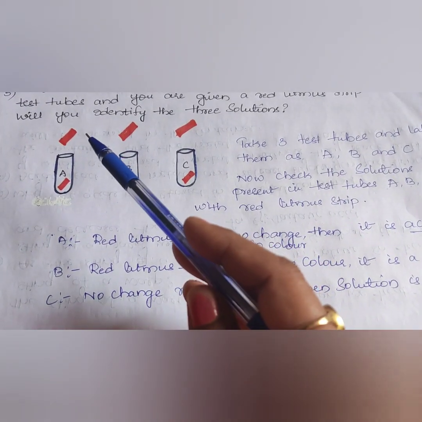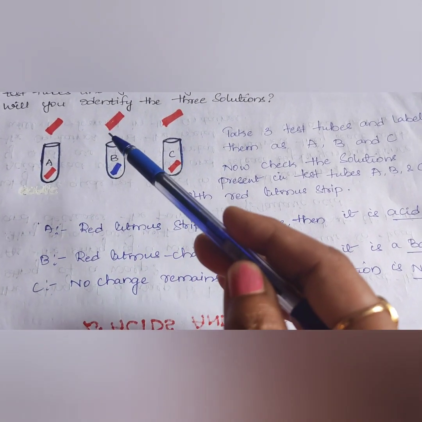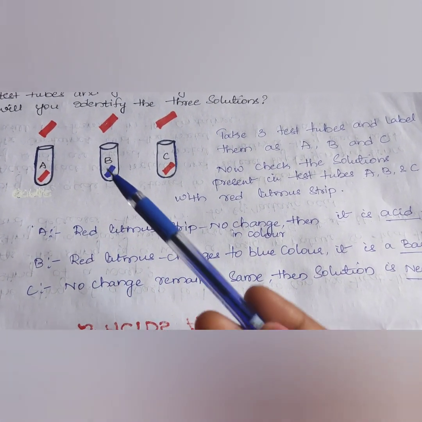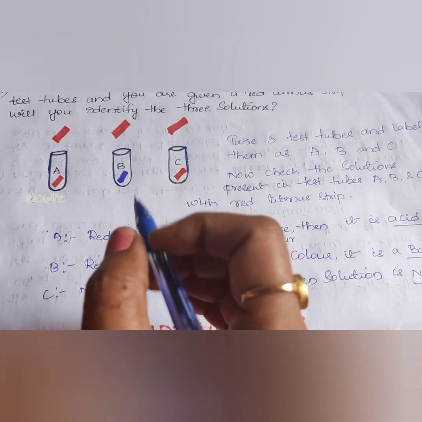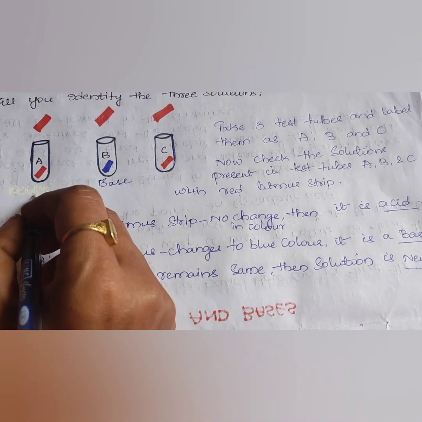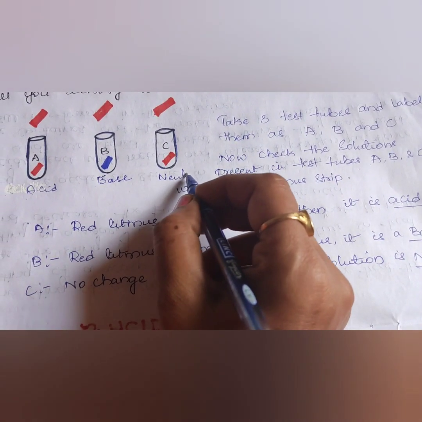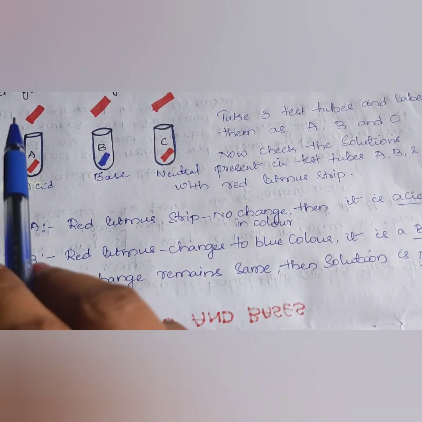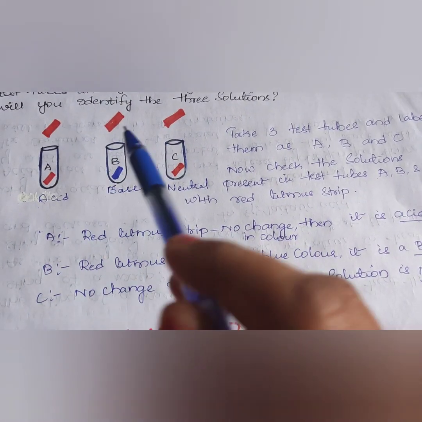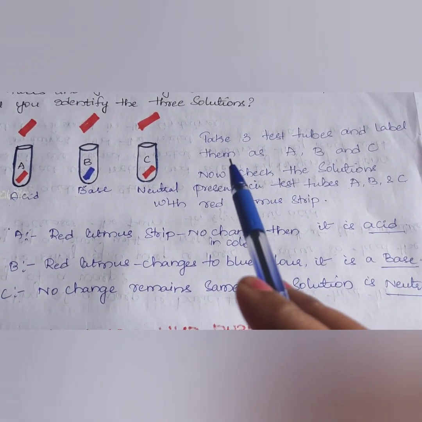See, in the first one, when red litmus paper is dipped in solution A, it remains the same. So if it remains the same, it may be an acidic or neutral solution. If the red litmus changes to blue color, then it will be a base. So B, here it may be a base. Here this may be an acid or neutral. Here also this one is neutral. So acid and neutral solutions will not change red litmus paper, but a base converts the red litmus to blue in color.